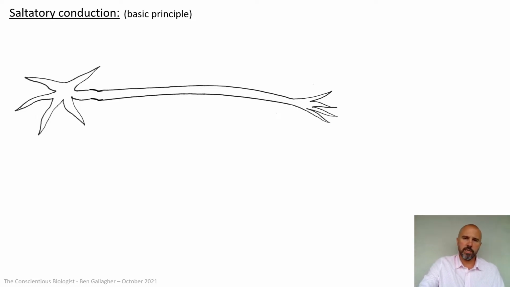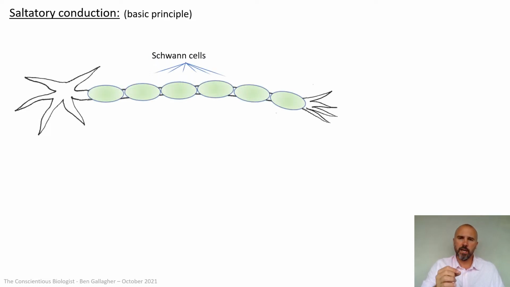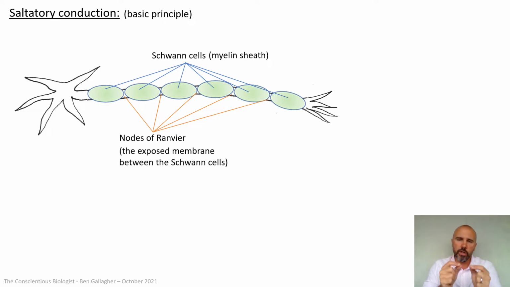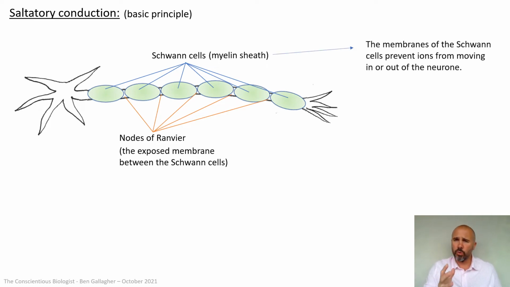Now with saltatory conduction, you can speed that up massively by having the Schwann cells that wrap around your neuron, making that myelin sheath and just leaving short gaps in between them that are called the nodes of Ranvier. Now in the nodes of Ranvier, you've got the exposed membrane through which your ions can move.